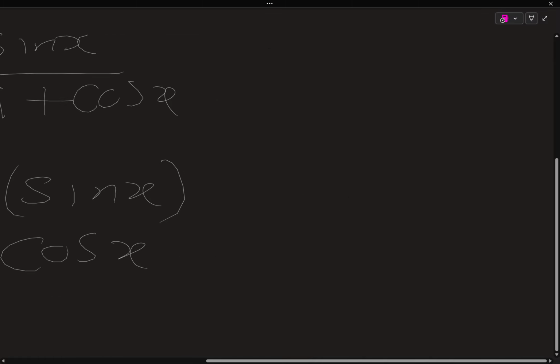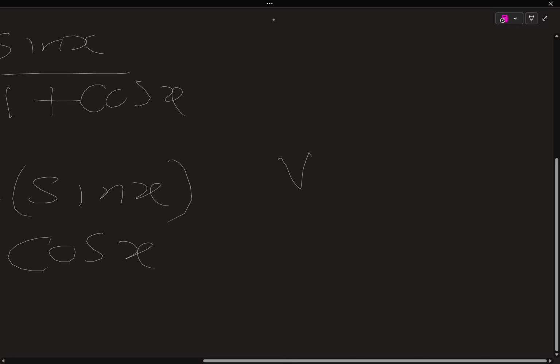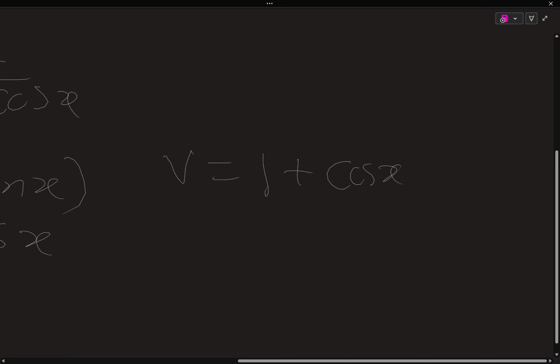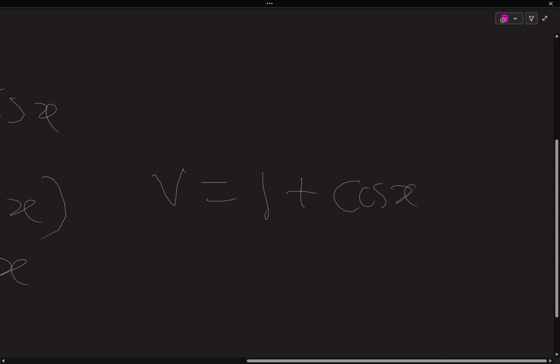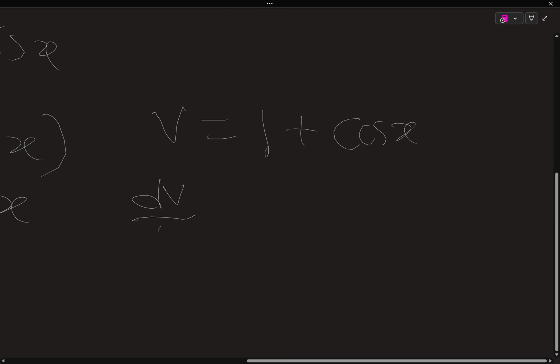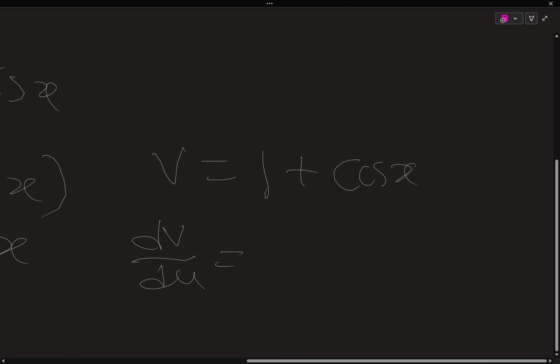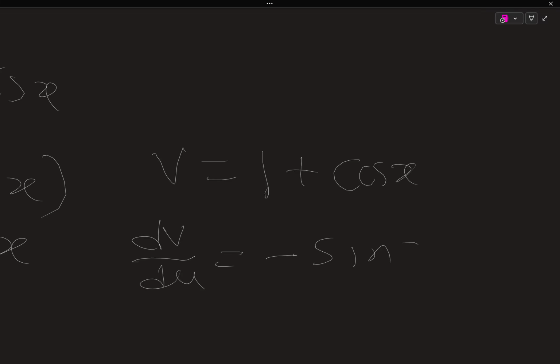Then we're going to say v equals 1 plus cos x. Then let's differentiate this. So we're going to say dv/dx equals, when you differentiate 1, it's simply 0, it's nothing. Then when you differentiate cos, it's simply negative sine x.